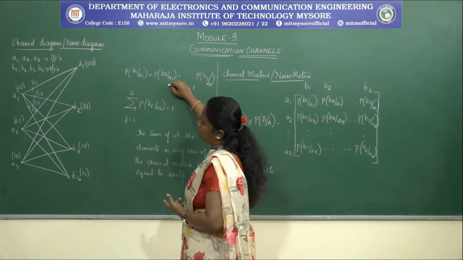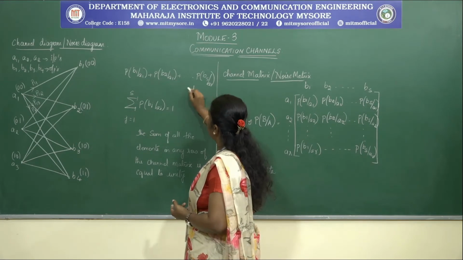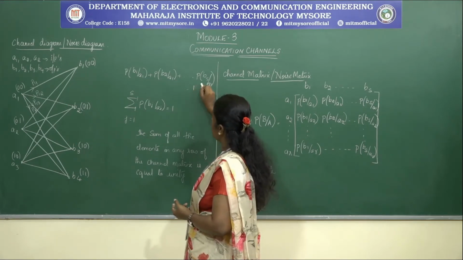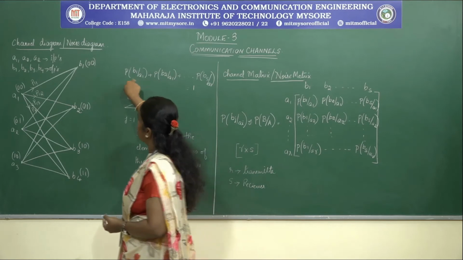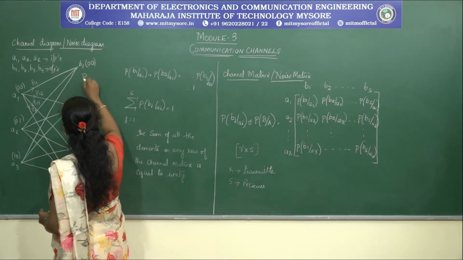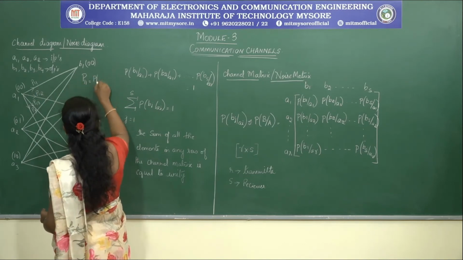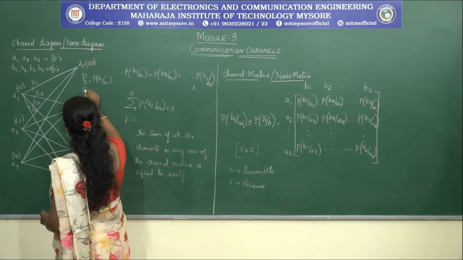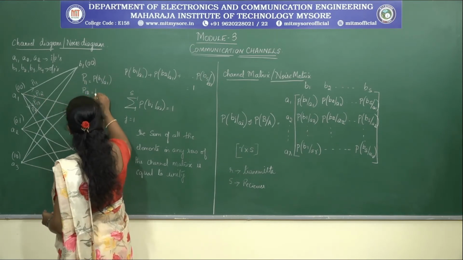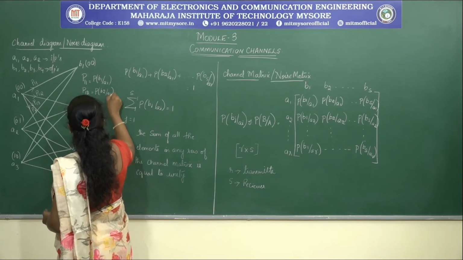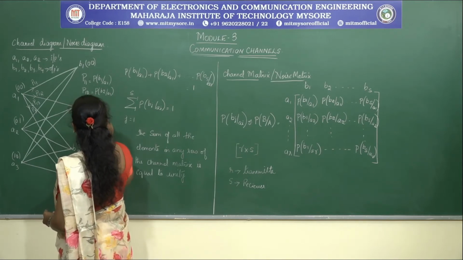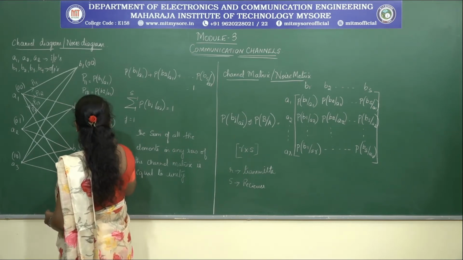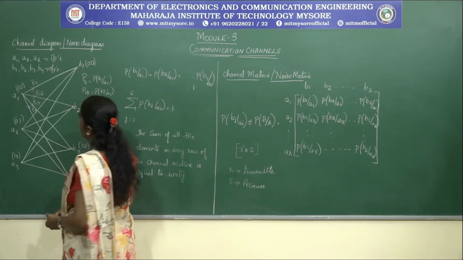Now considering the diagram, we can represent it in general in the form of conditional probability. So P11 I can represent as P of B1 by A1. Similarly P12 can be represented as P of B2 by A1. Then P13 is represented as P of B3 by A1. Similarly, P14 is equal to P of B4 by A1. So this is how we are going to represent them.